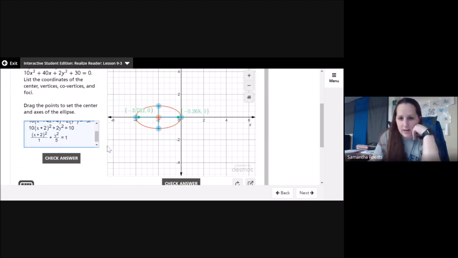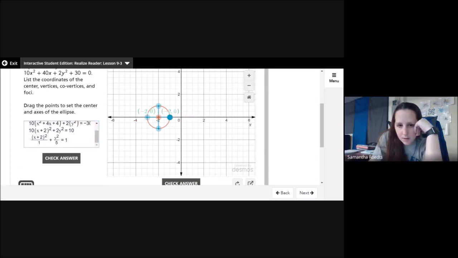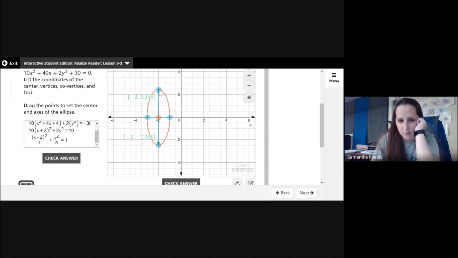Okay, my points then are 1, negative 1, and then negative 2 out there. It's 5, it's 25, so square root of 5. And square root of 5 is approximately 2.23. Okay. Yeah, so negative 1, negative 3.